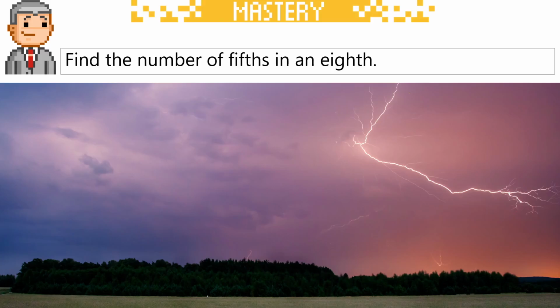Let's finish with this. We need to find the number of fifths in an eighth. If you know, write it in the comments below.